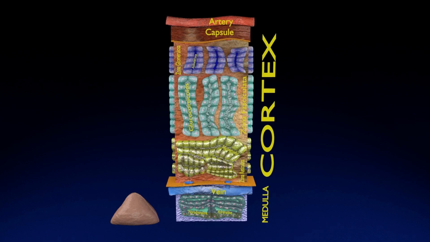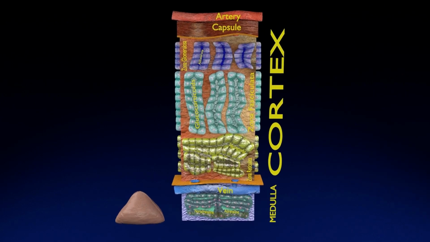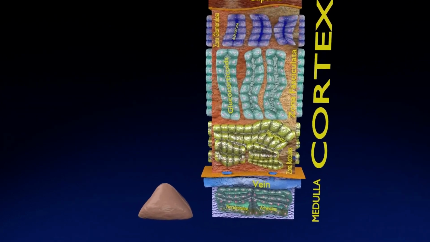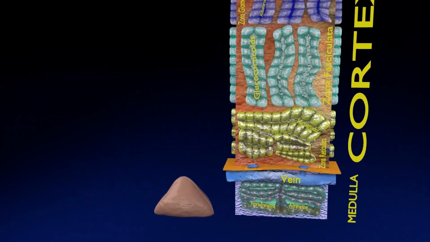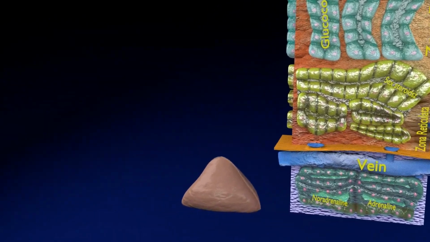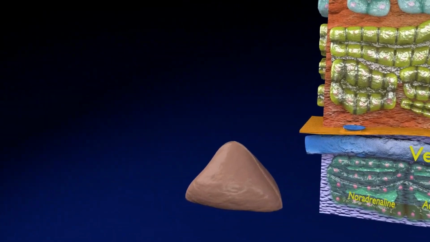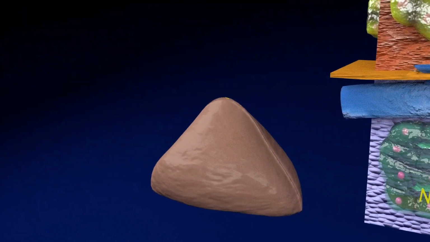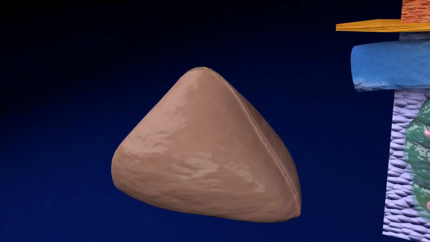Hello friends, this is a video showing a triangular organ of our body present on the upper surface of the kidney and is named as the adrenal gland. The adrenal gland is an endocrine gland secreting its content, that is, the hormones, directly into the bloodstream.